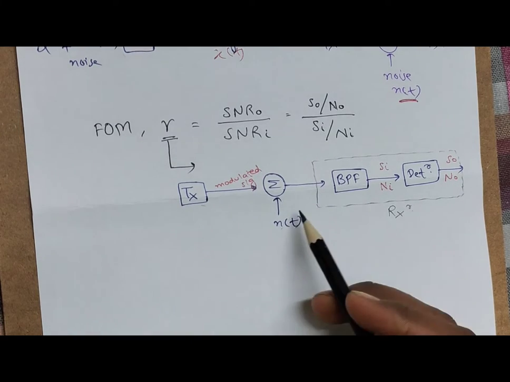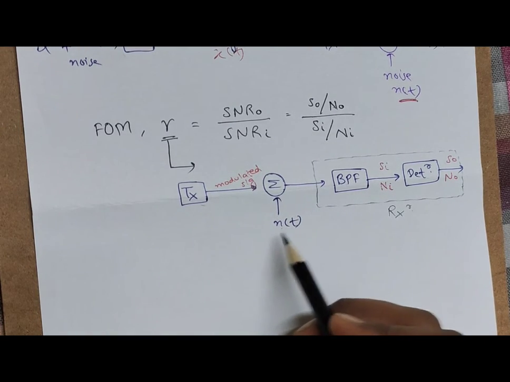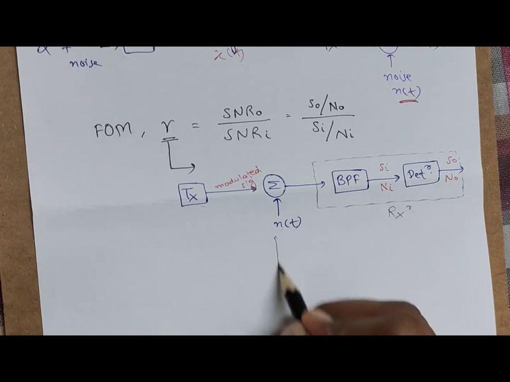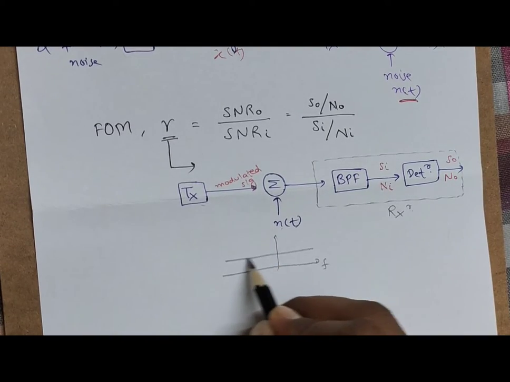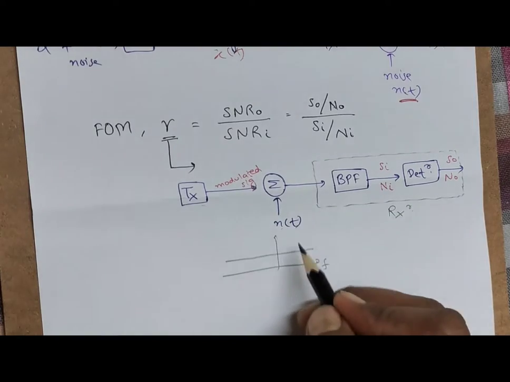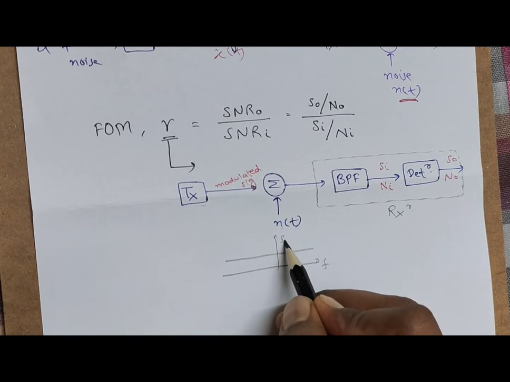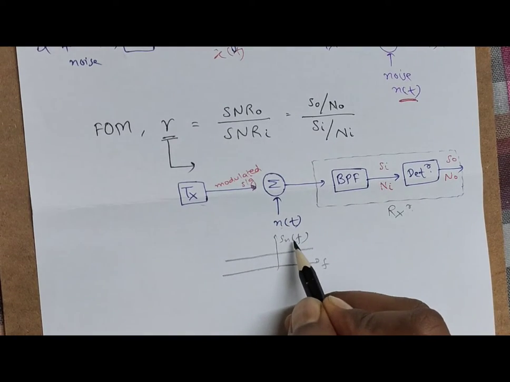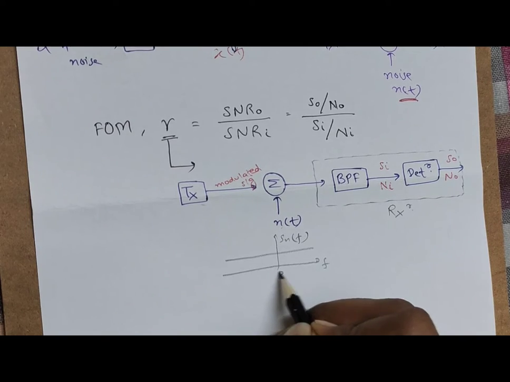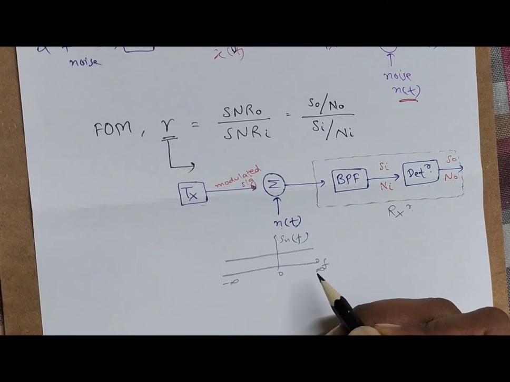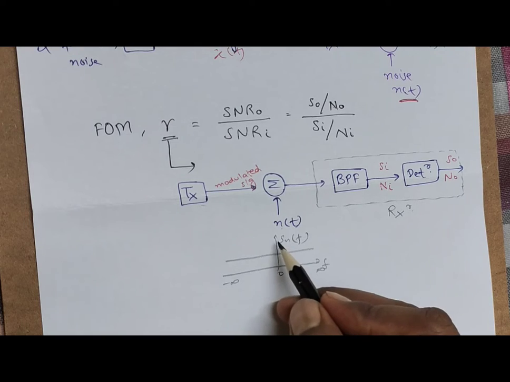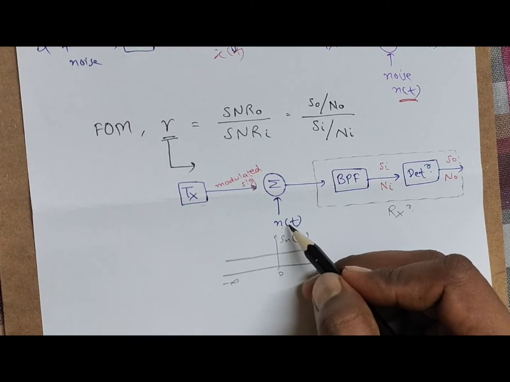This noise NT is a wideband noise, which means over the frequency spectrum the noise power spectral density is constant. So it is a white Gaussian noise. This is the power spectral density, and it is constant from minus infinity to infinity. That noise is constant, an ideal noise. So this is the noise NT.